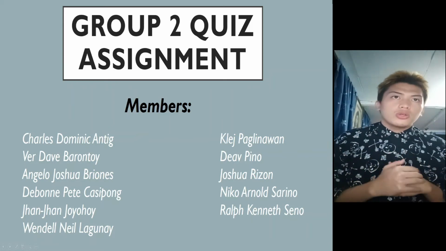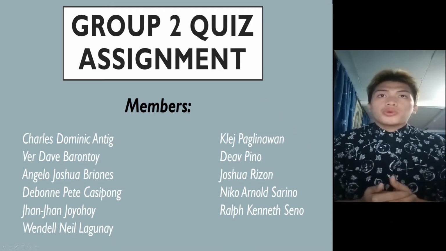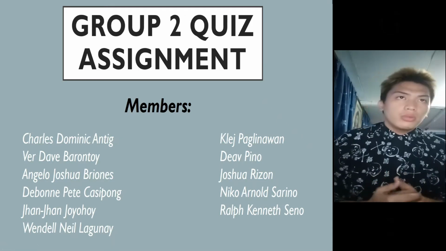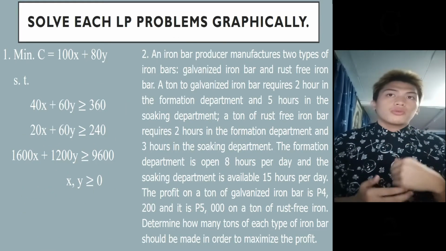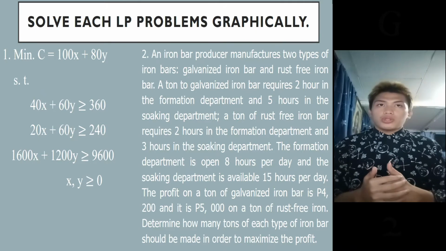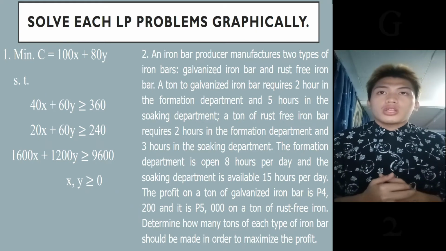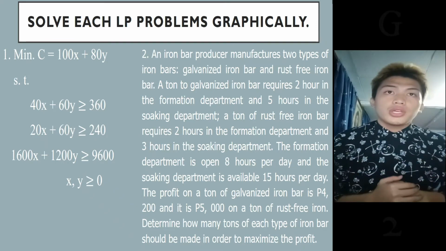We are Group 2, and I'm Ralph Kenneth M. Sano, the first reporter. Today, we're going to solve linear programming problems. These two problems are the ones that we will solve graphically. But let's start with the first problem. Here, the objective function and subject to some constraints are already given.